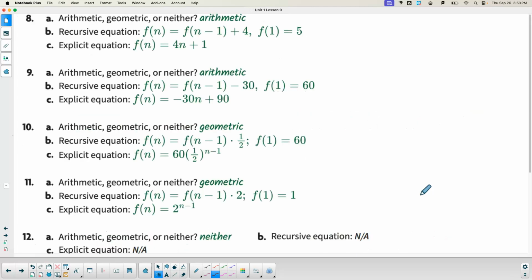Here are the answers for 8, 9, 10, 11, and 12. Pause here to check those out. The rest of the time you can be using to work on homework and test corrections. Please be working, not wasting this time.